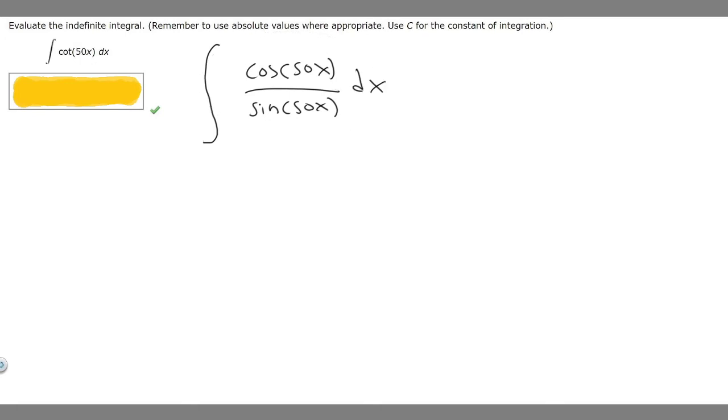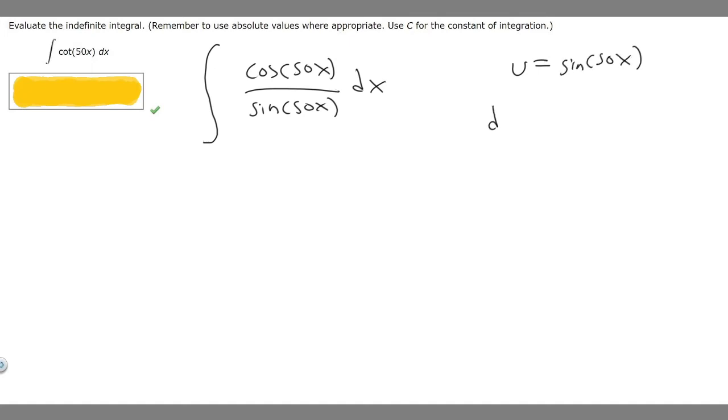So what we got to do is choose u, right? Because we're doing u substitution. But what can we set equal to u? Well, if we choose the sine of 50x, the derivative of sine is cosine, so it could cancel out with this. So we're going to choose u to be the sine of 50x.